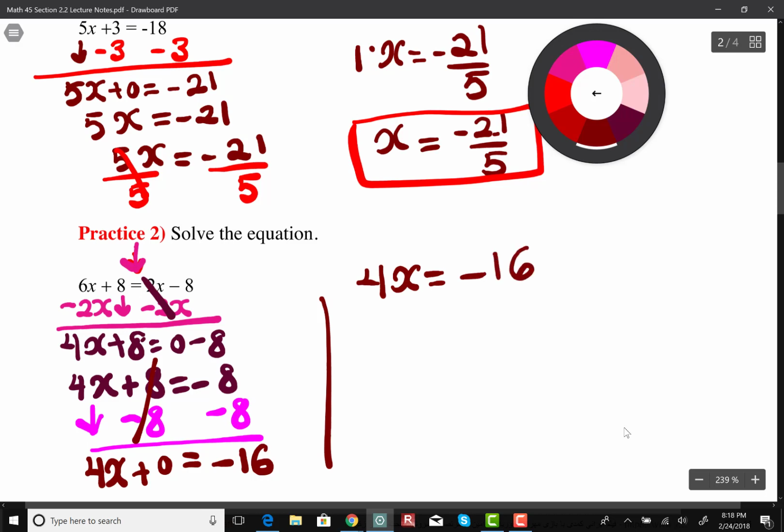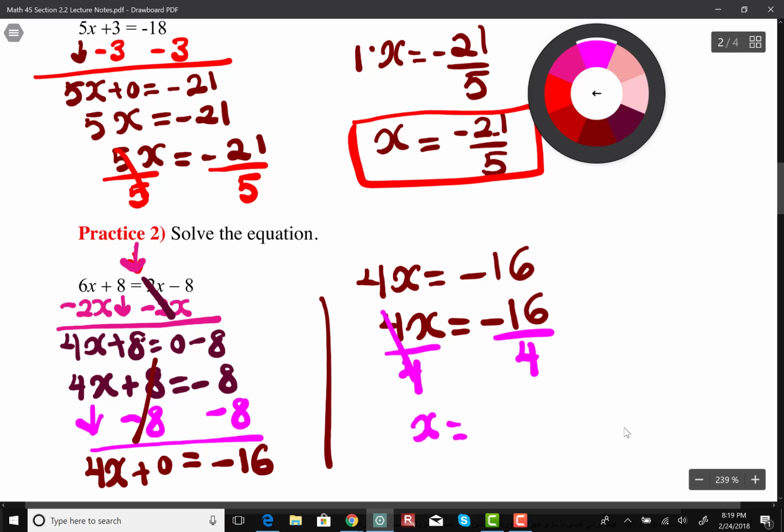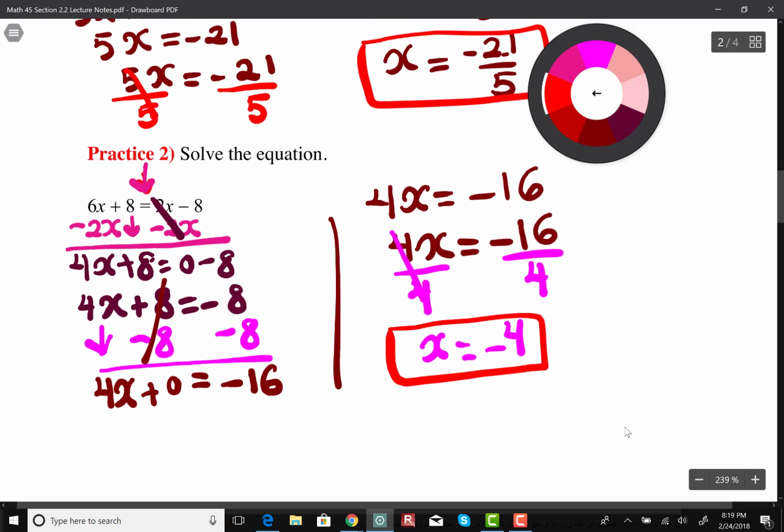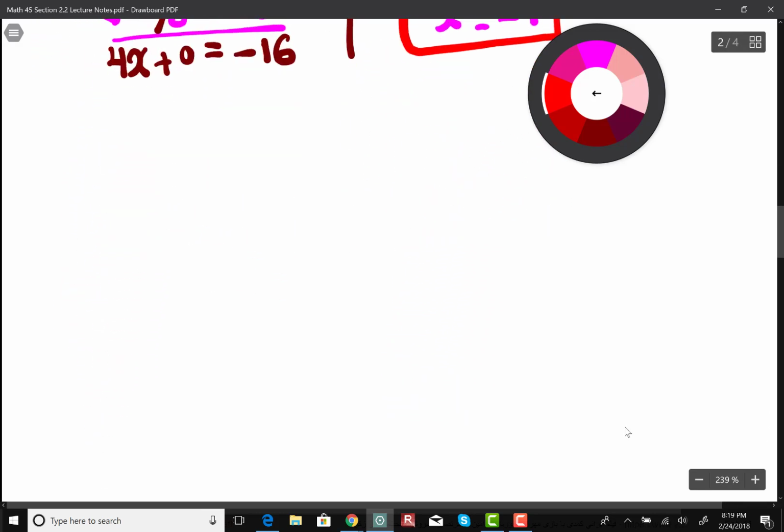So it's time to do the multiplication property. Again, remember to divide both sides by the coefficient of x, which is +4. So divide by +4 on both sides. 1x is just x. -16 divided by 4 is -4. So that should be the answer. Okay, if you want to pause the video to check it, and when you're comfortable with that, we can move on to the next objective.